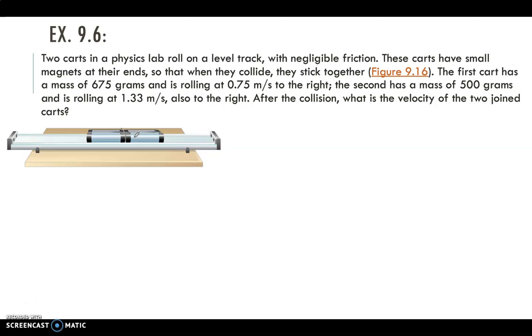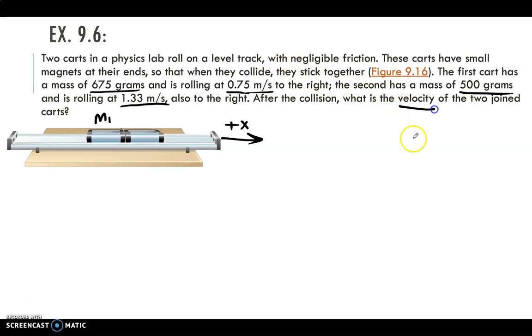So the first cart has a mass of 675 grams and is rolling at 0.75 meters per second to the right. So we're going to define this as positive x, and we'll say that this is M1. The second cart has a mass of 500 grams and is rolling at 1.33 meters per second, also to the right. Then it states, after the collision, what is the velocity of the two joined carts?